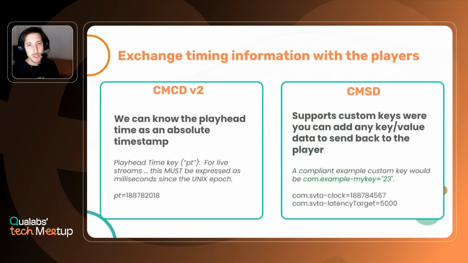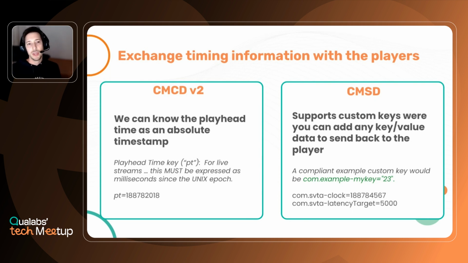So in CMCD version 2, we can know the playhead time as an absolute timestamp. We have a new key called playhead time, that for live streams, it must be represented as milliseconds since the Unix epoch. So perfect. It's an absolute clock. That's an example over there for PT.